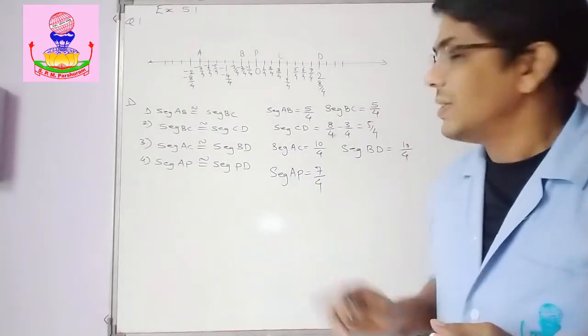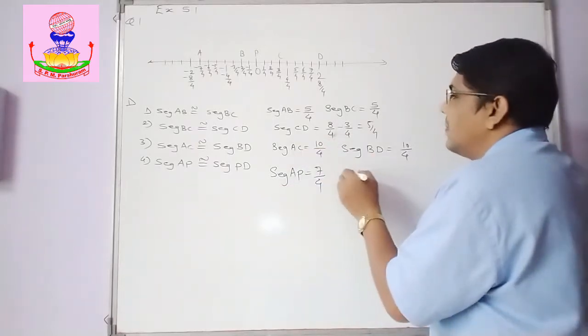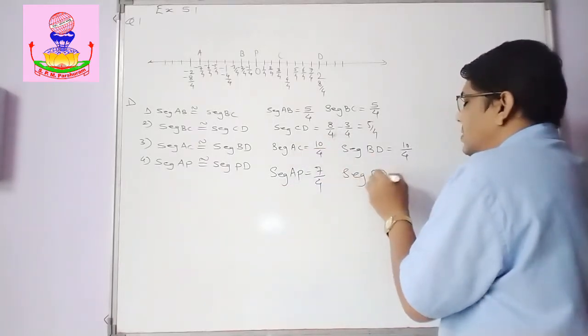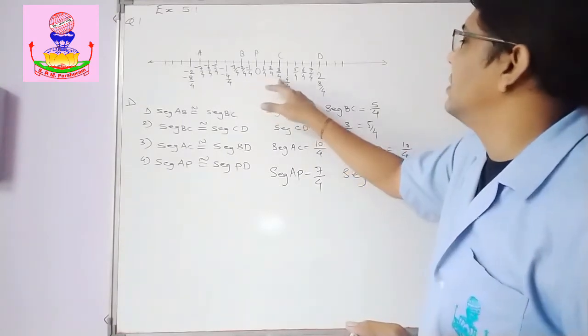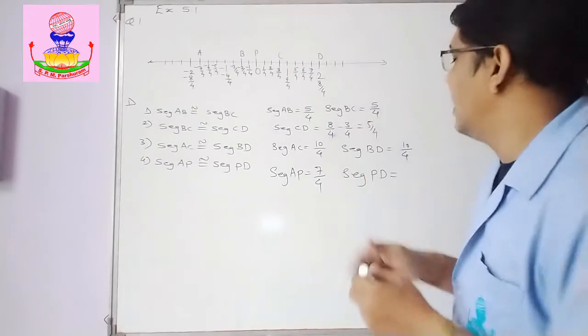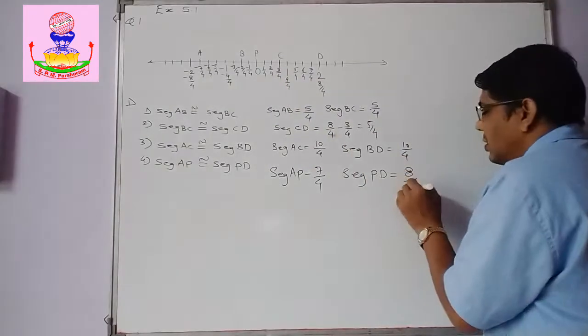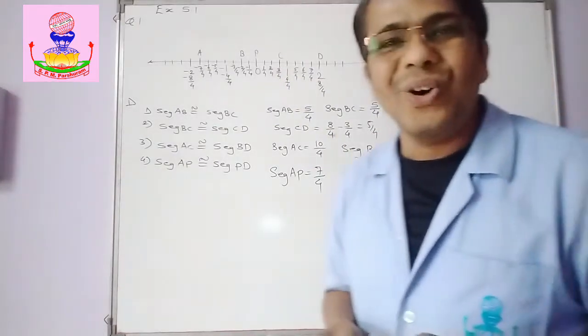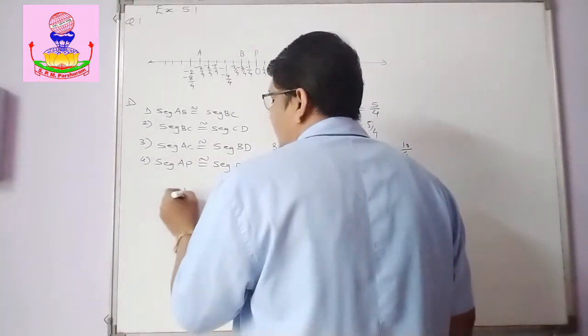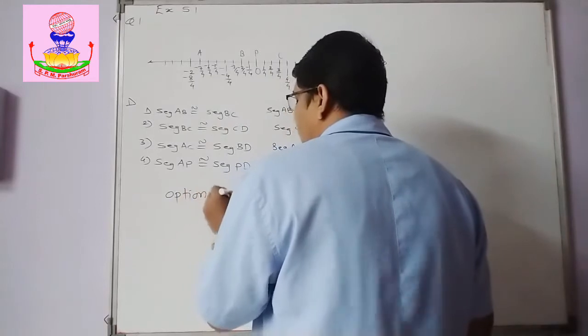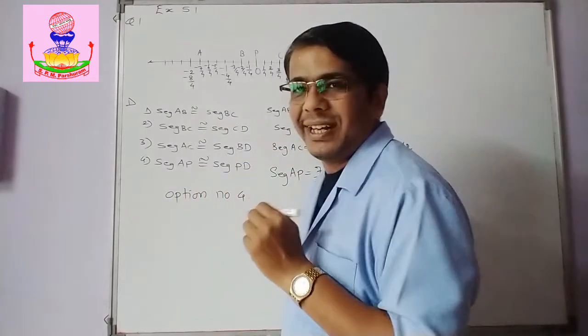Distance of segment AP. Then distance of segment PD. Segment PD, so see how much PD is. 1, 2, 3, 4, 5, 6, 7, 8. 8 upon 4. So are they equal? No. So that means the correct answer is option number 4. Do you get it?